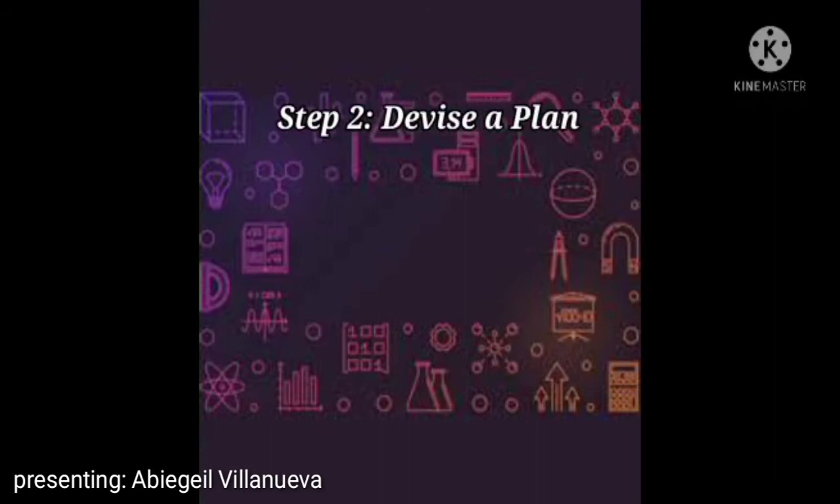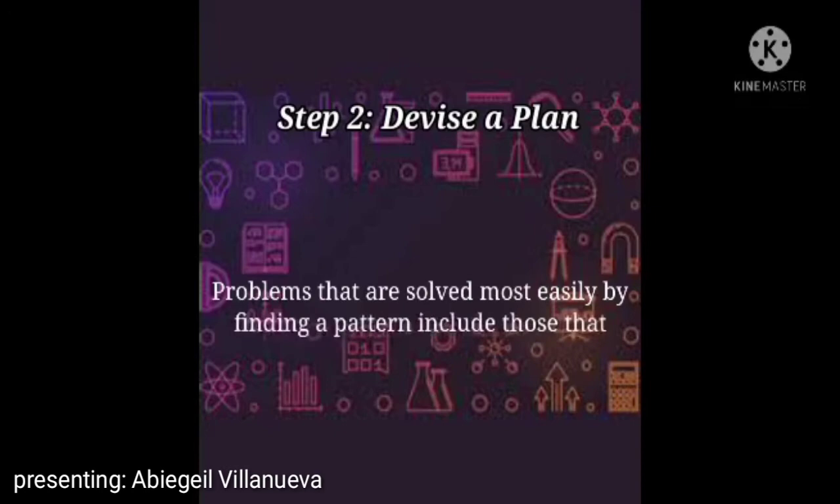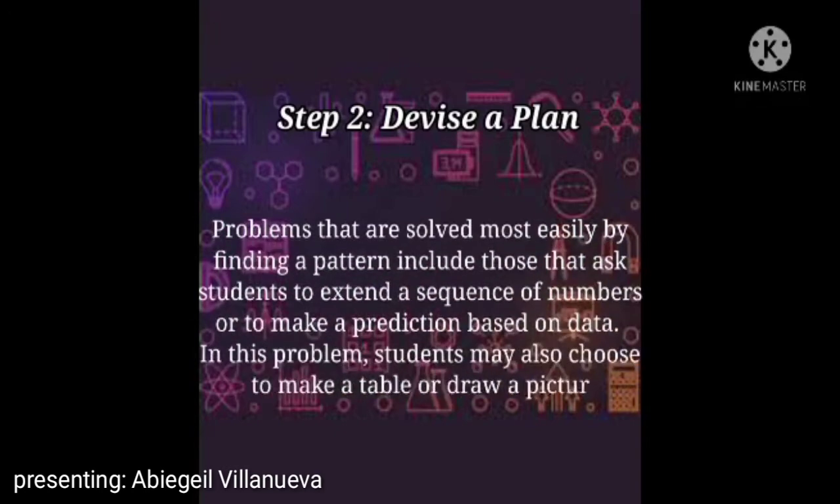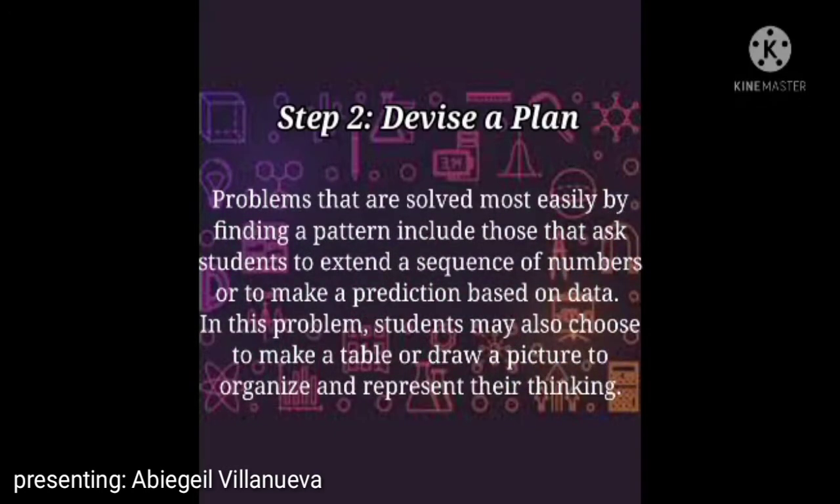To use this strategy successfully, you need to be sure the pattern will really continue. Have students give reasons why they think the pattern is predictable and not based on probability. Problems that are solved most easily by finding a pattern include those that ask students to extend a sequence of numbers or to make a prediction based on data. In this problem, students may also choose to make a table or draw a picture to organize and represent their thinking. The third step is to carry out the plan.